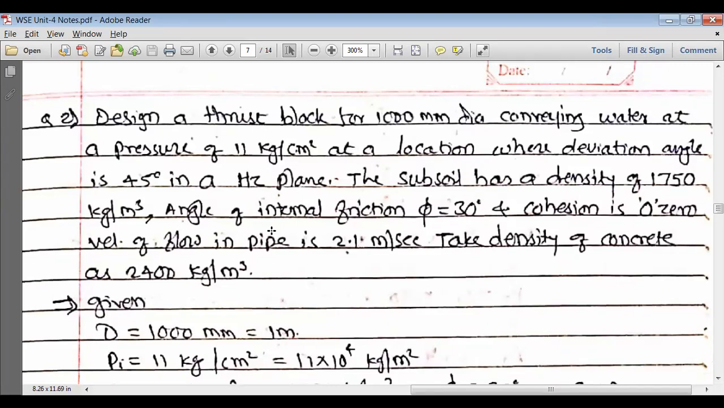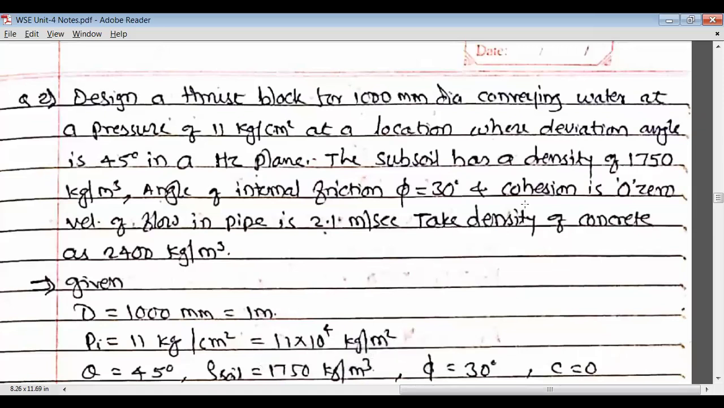The pipe is given of diameter 1000 mm. So write down D is equal to 1000 mm. Convert that diameter into meters. It will be 1 meter. Then they have given the internal water pressure. How much is it? 11 kg per centimeter square.